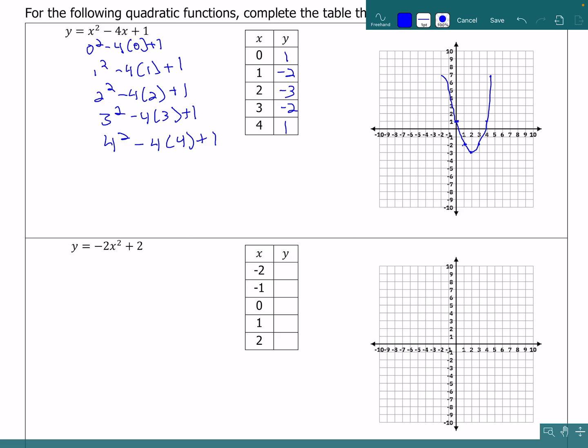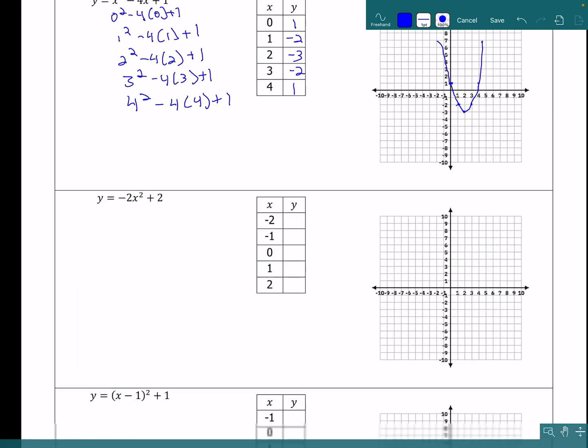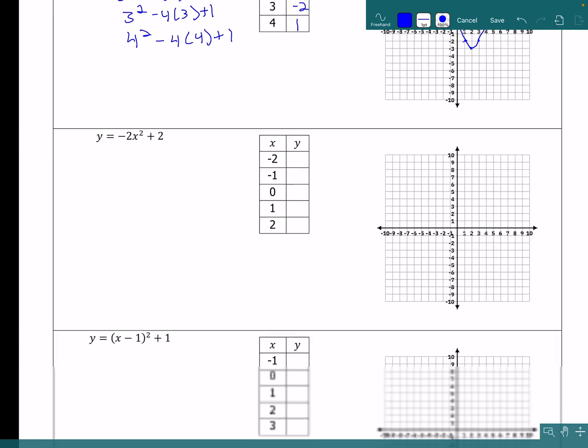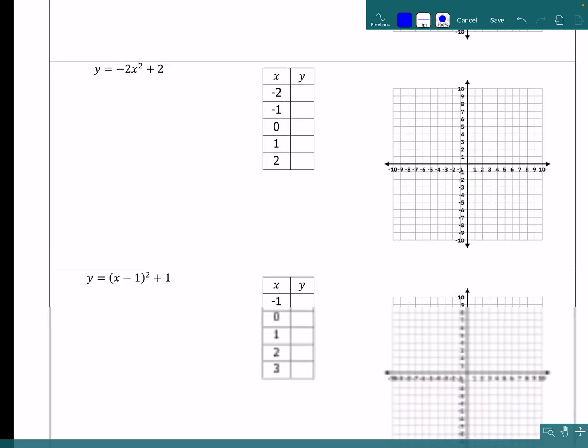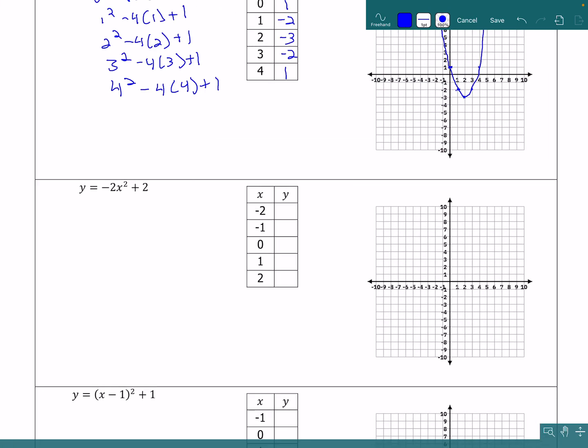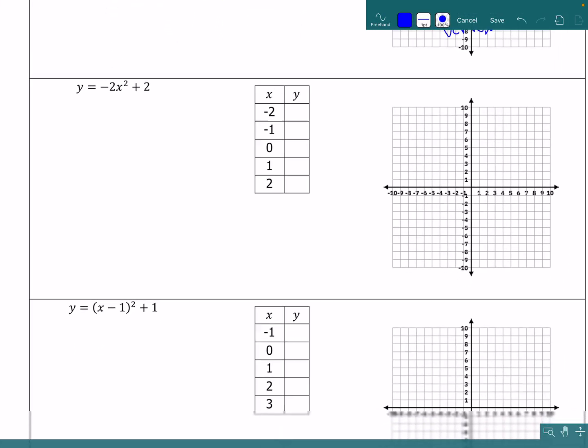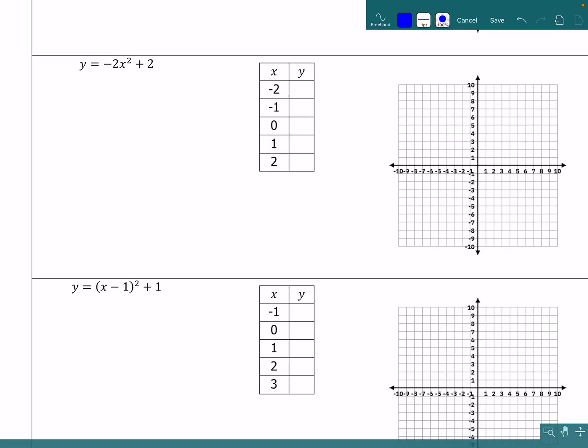Now you may have noticed that we're choosing different numbers in the table. It's important that we choose our x values around the vertex. This part right here is called the vertex. And on the notes, they've found those points for you. We'll be talking about later how to find that on your own. For now, let's continue to plug in the values that they give us.